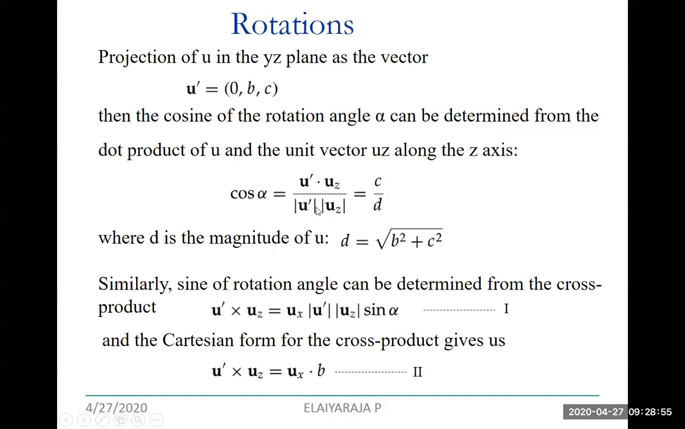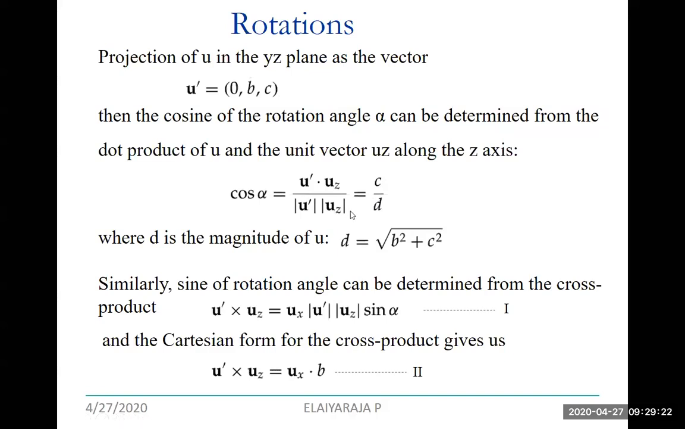Then divided by modular of U dash multiplied with modular of unit vector uz with respect to z axis. Okay, so modular of U dash value is going to be root of 0 square plus b square plus c square, multiplied with root of 0 square plus 0 square plus 1 square.